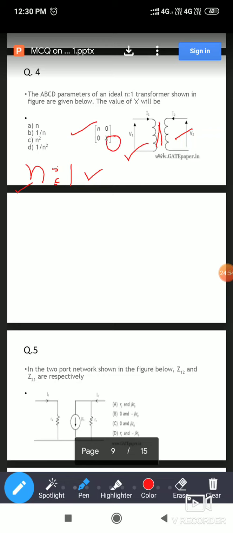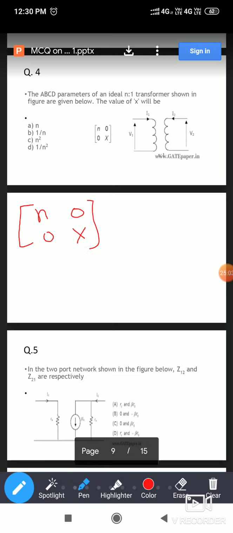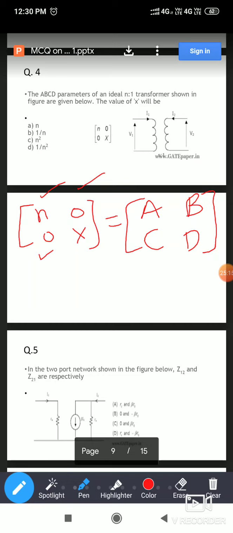Okay, you have to find out the value of x. If you are observing, the matrix is given as n, 0, 0 and x. So this is similar to the ABCD parameters A, B, C and D. So A is equal to n, B is equal to 0, C is equal to 0 and D is equal to x, and that x value you are going to calculate, and they asked only for the x value. Okay, now we are going to solve this problem.